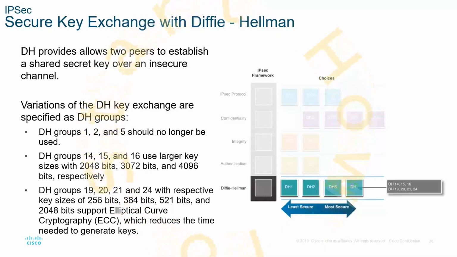DH groups 14, 15, 16, they use larger keys. For example, DH14 has a key size of 2048 bits. However, larger DH groups like 19, 20, 21 have key sizes of 256-bit, 384-bit, and so forth. However, DH groups 19, 20, 21 will use the elliptic curve cryptography-based system, or ECC. This helps reduce the time needed to generate keys. Where DH groups 14, 15, 16 do not use ECC, they use other forms of key exchange.